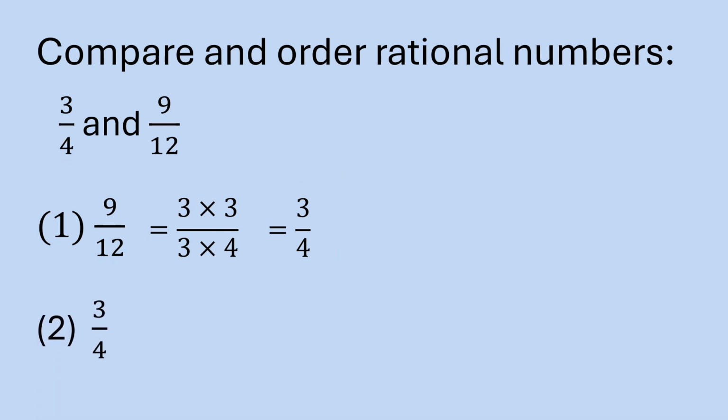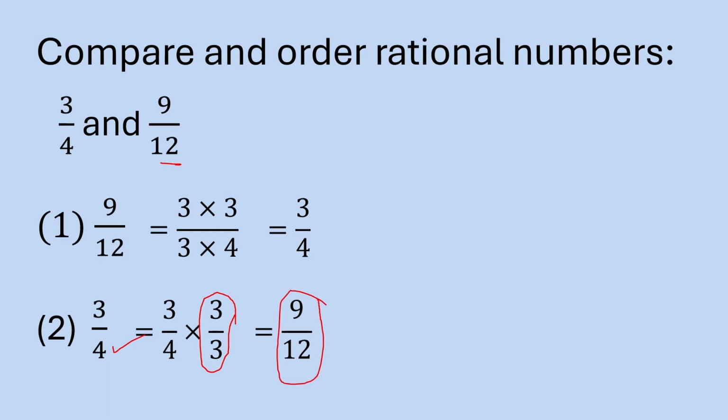Now second option, 3 over 4. Here the denominator is 4. We need to convert it to the number 12. So we need to multiply by 3. We can multiply with 3 over 3. Final answer is 9 over 12. We can see again both the numbers are the same. So we can use either of these methods. Both have the same values.